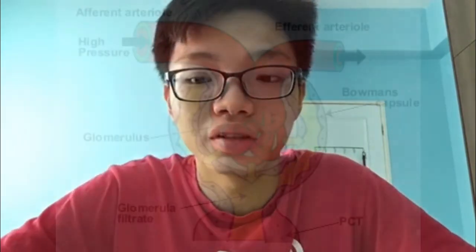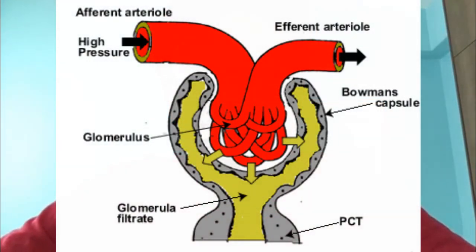For the formation of urine, firstly, blood entering the glomerulus is under high hydrostatic pressure because the diameter of the afferent arteriole is larger than the diameter of the efferent arteriole. This pressure causes ultrafiltration to occur, that is, fluid seeps through the walls of the glomerulus capillaries into the cavity of Bowman's capsule. The fluid that enters Bowman's capsule is called glomerular filtrate.